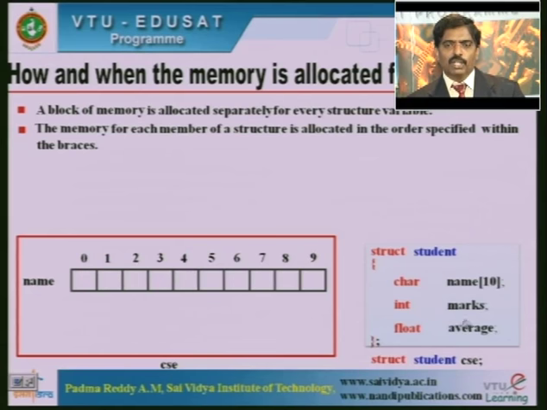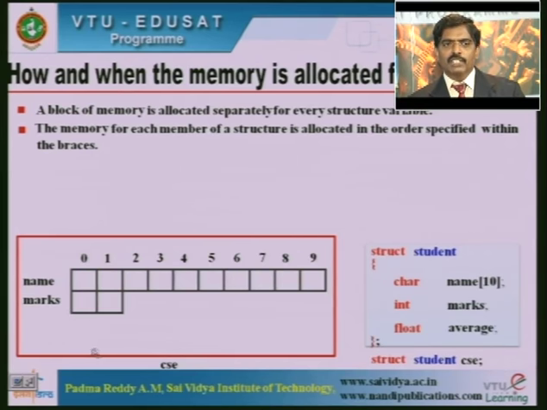Now tell me what is the second one? Marks. Now tell me, marks is of type what? Integer. What is the size of integer? It may be 2 bytes, it may be 4 bytes, it may be 8 bytes. It all depends on which compiler we are using. Suppose I am using a compiler in which the size of an integer is 2 bytes. In that case, 2 bytes of memory will be allocated for the variable what? Marks.